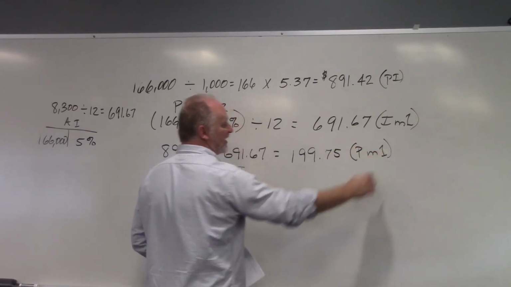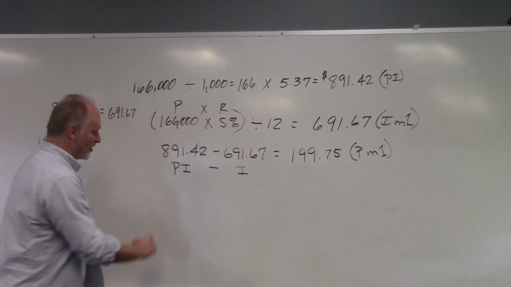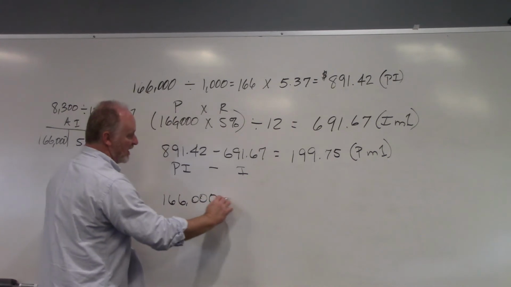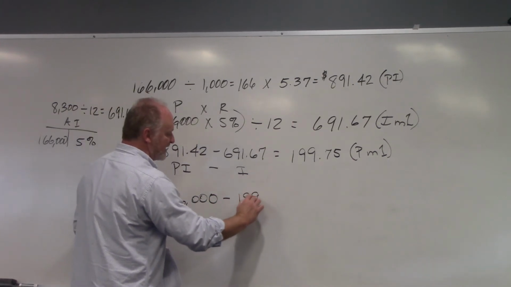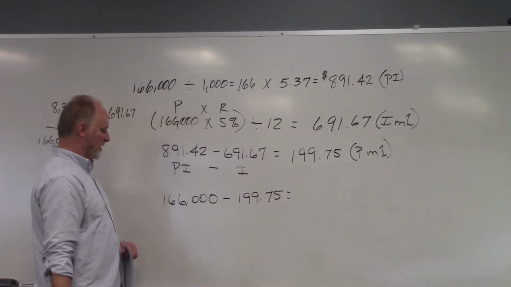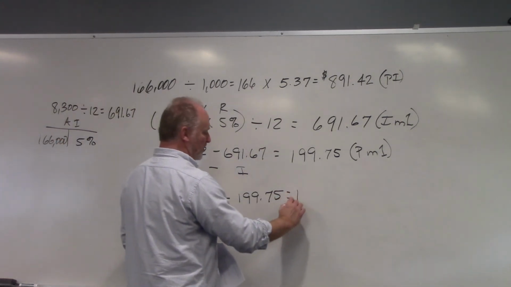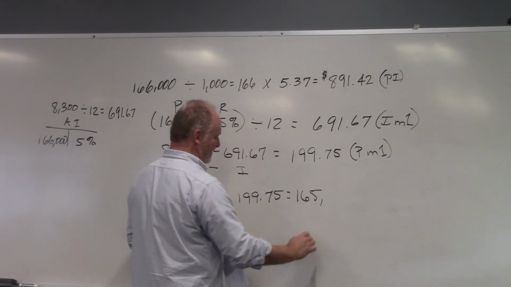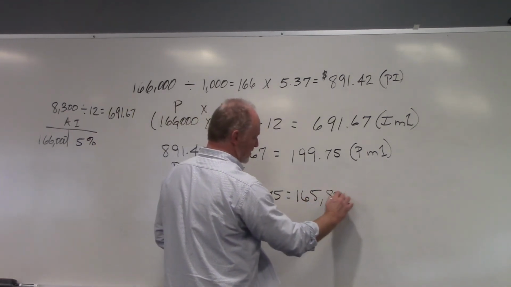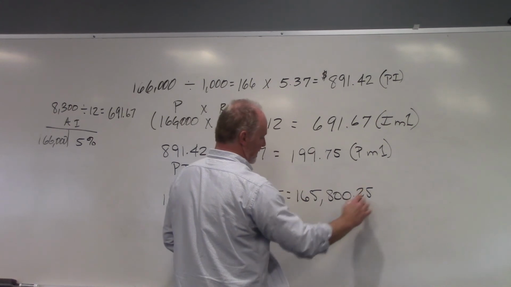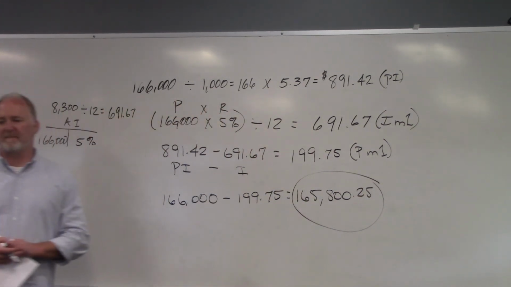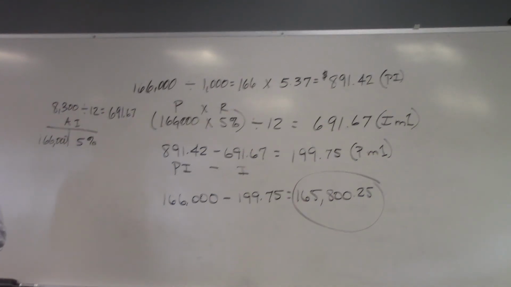And that is principal paid month 1. In other words, everything that didn't go to interest. And if I started at 166 and paid down 199.75, then finally you're at the answer to this question. At the end of one payment, you owe 165, how much? $800.25. There's your answer. Balance after a monthly payment.